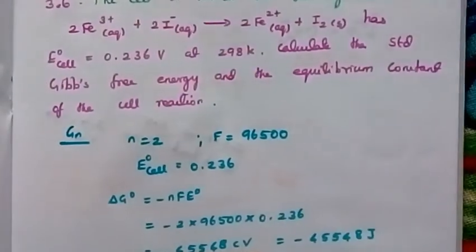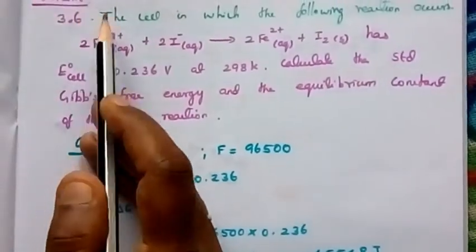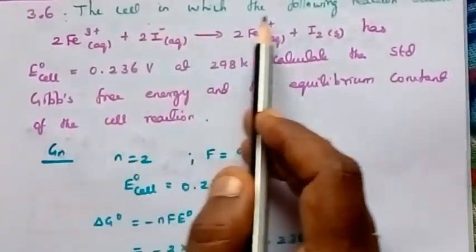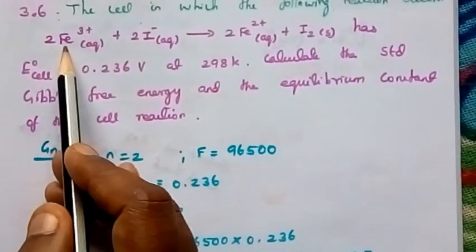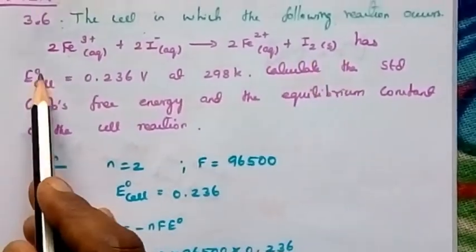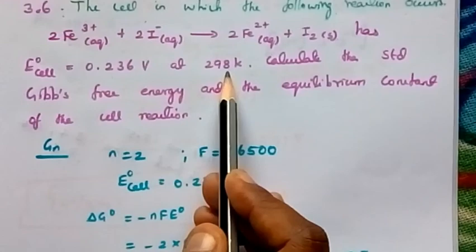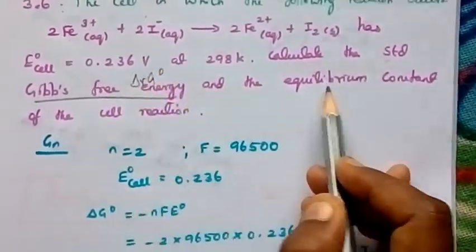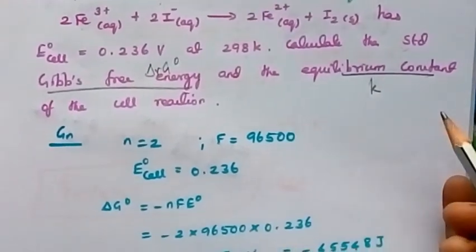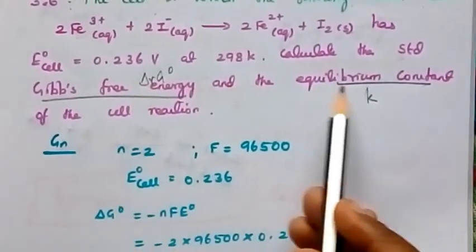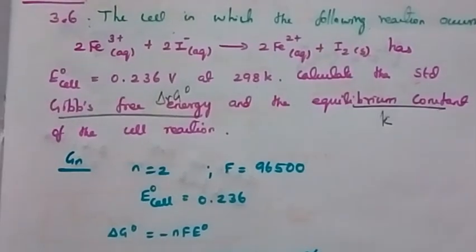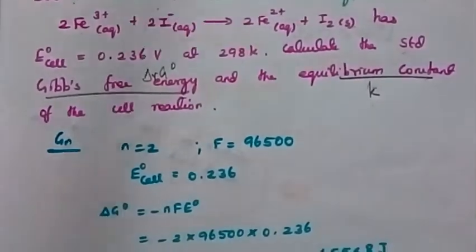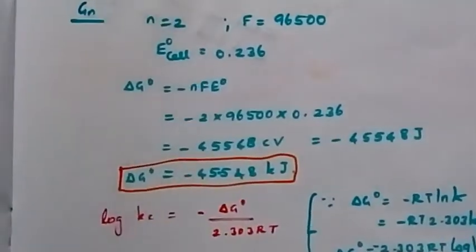Now in the intext questions, we are going to see intext question 3.6. That is the cell in which the following reaction occurs. This is the overall reaction given. E naught value is also given at 298 Kelvin. Calculate the standard free energy, that is delta R G naught, and also the equilibrium constant K. Here we have a relation between delta G naught and K. First we have to find delta G naught and then the K value. So first write the given details. What is given?